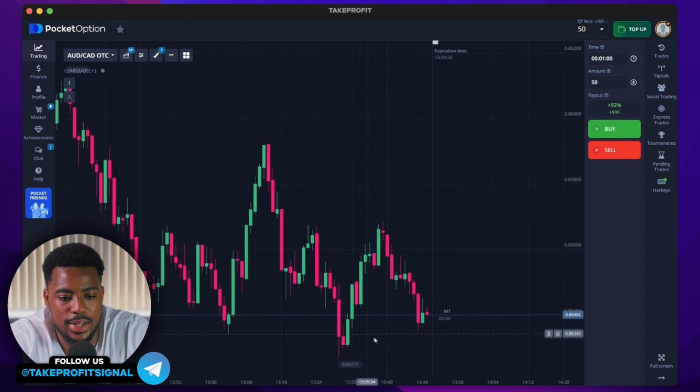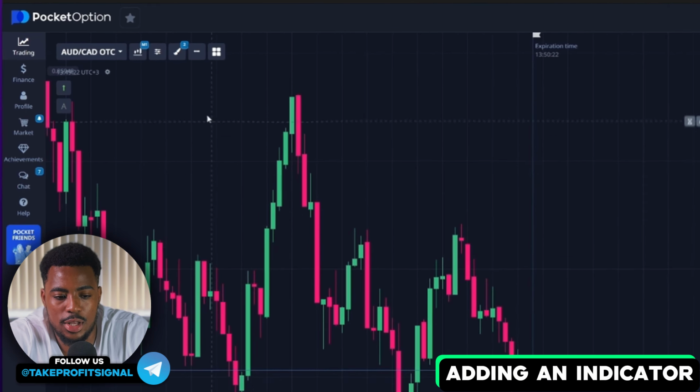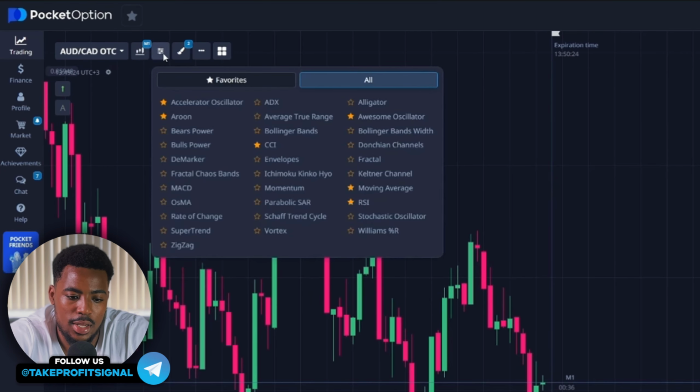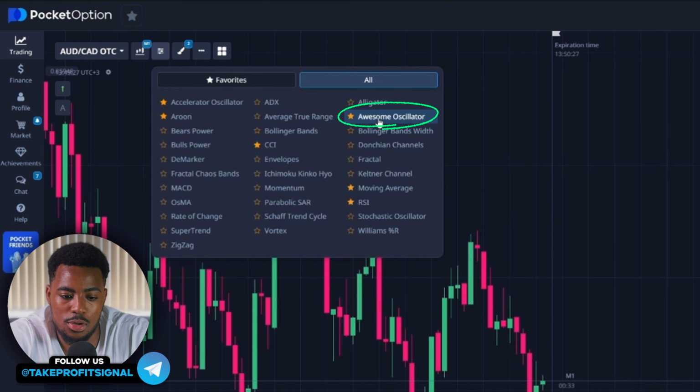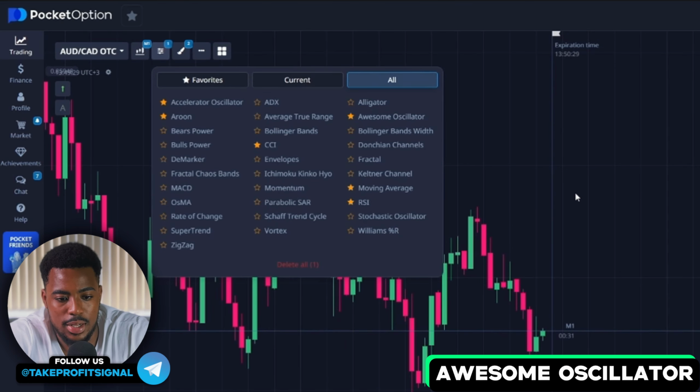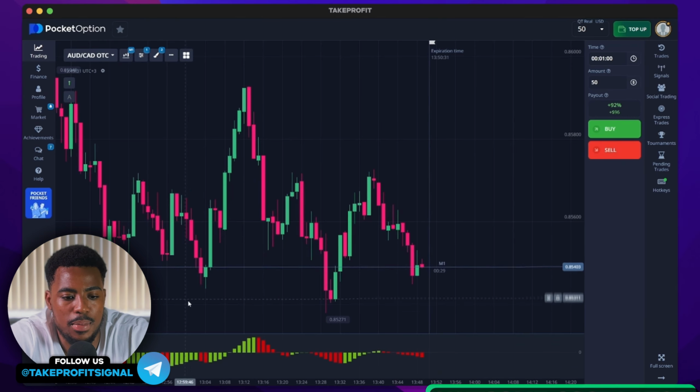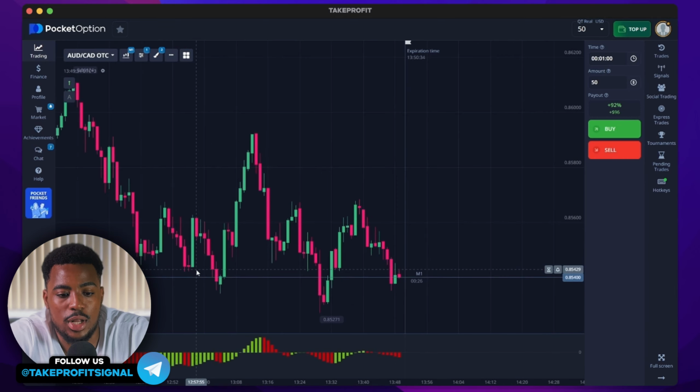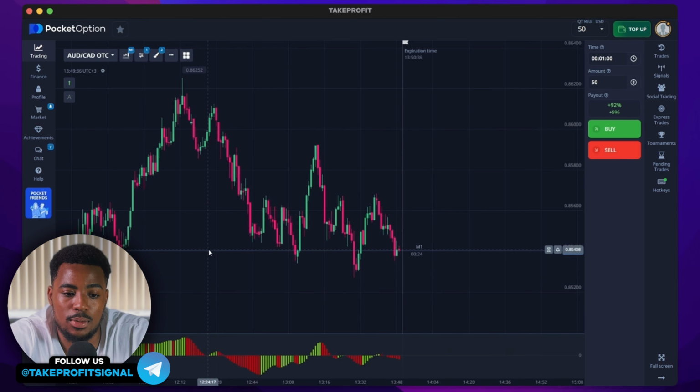First, I would like to add an indicator to our chart. To do this, I go to the indicator section and add an indicator called Awesome Oscillator. The indicator is added. We leave the basic settings here. Do not change anything. And now let's deal with the basis for opening the trades here.